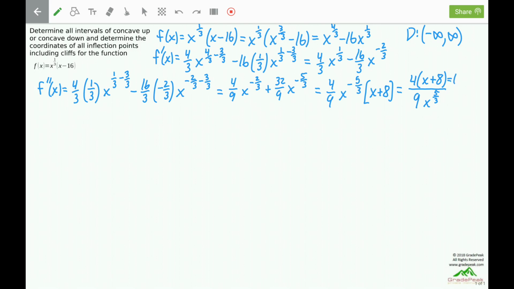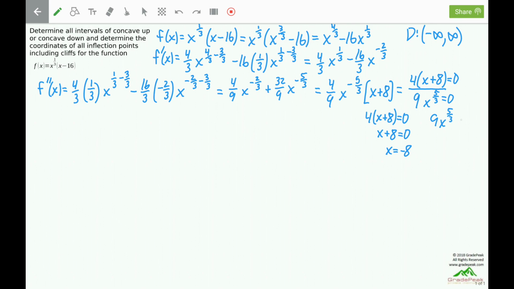We can set the numerator equal to 0 and the denominator equal to 0 and solve for all x's, starting with the numerator. 4 times x plus 8 equals 0. We can divide both sides by 4. x plus 8 equals 0, and subtract 8 from both sides. x equals negative 8.